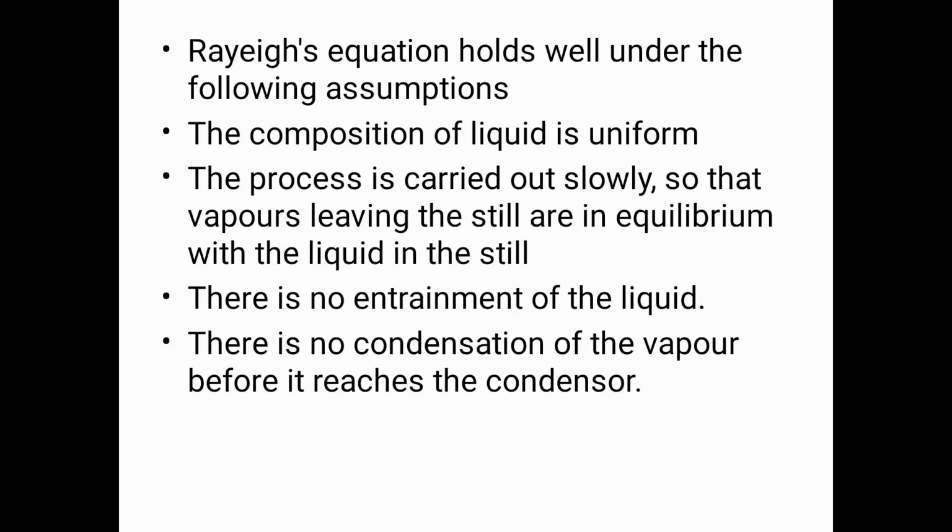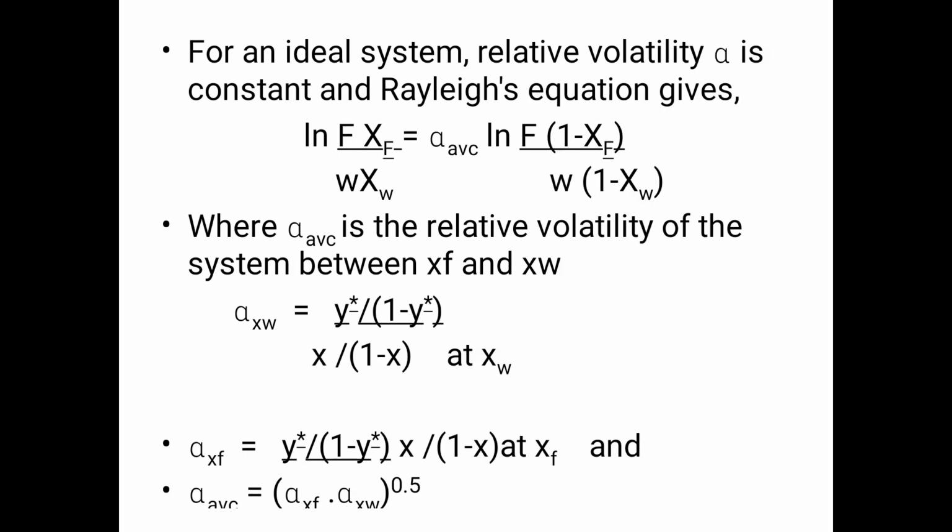Rayleigh's equation holds well under the following assumptions. The composition of the liquid is uniform. The process is carried out slowly so that vapors leaving the still are in equilibrium with the liquid in the still. There is no entrainment of the liquid. There is no condensation of vapor before it reaches the condenser. For an ideal system, the relative volatility alpha is a constant.